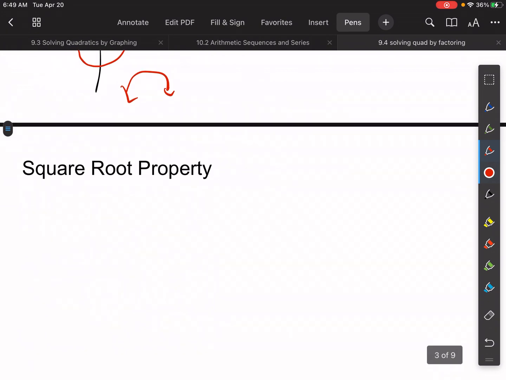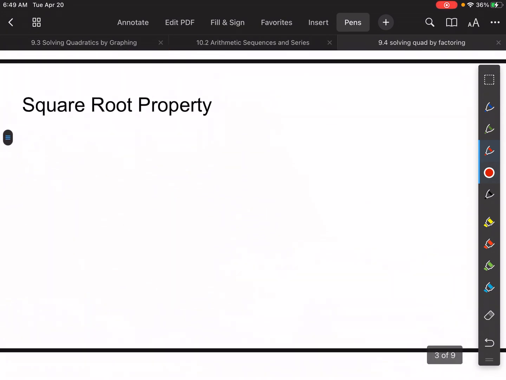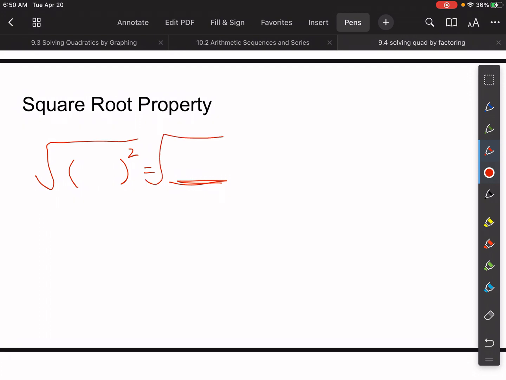Before we do that, we have to be able to identify the square root property, because the first half of your homework, you're just going to use this to solve. Essentially, if you have something squared on one side of an equation equal to something on the other side, to solve it I can take the square root of both sides. I take the square root of either side, and it will cancel out the squaring.